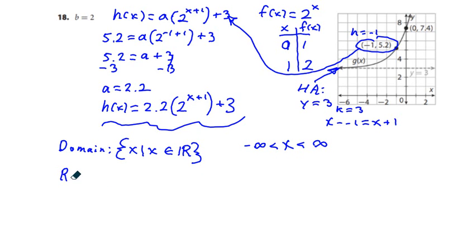And then our range is going to be, since we are opening up with the graph of this function, y such that y is greater than what k is, and k is going to be 3. So there we have our domain and range, and that's going to be number 18.